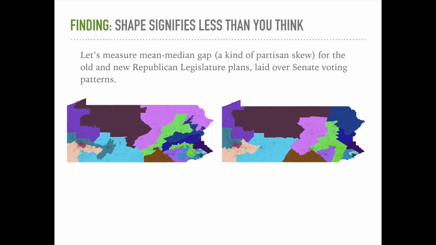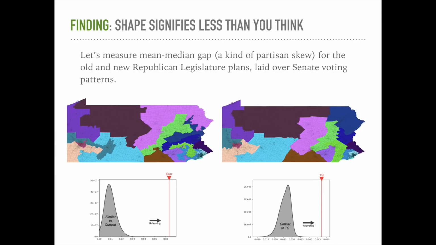Okay, second finding. Shape signifies less than you think. Here are 2 plans of Pennsylvania, and what I'm going to do is use a common metric from political science called the mean median gap to see if these plans are built to favor Democrats or Republicans. And here's what we get. So we ran this Markov chain for, in this case, 1 billion steps.